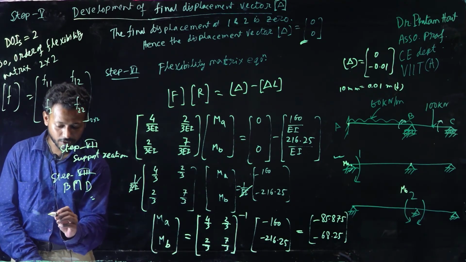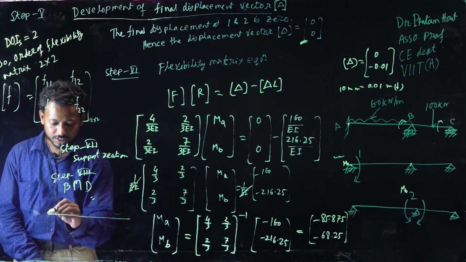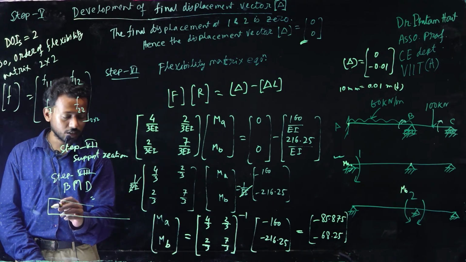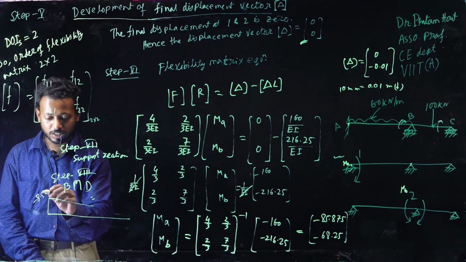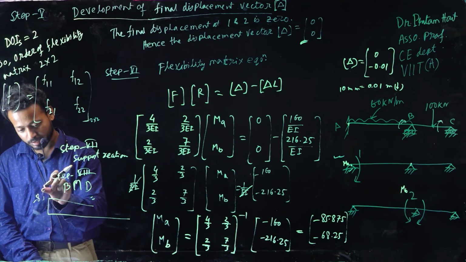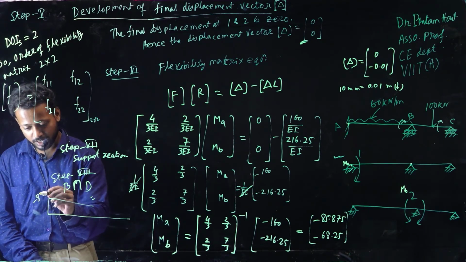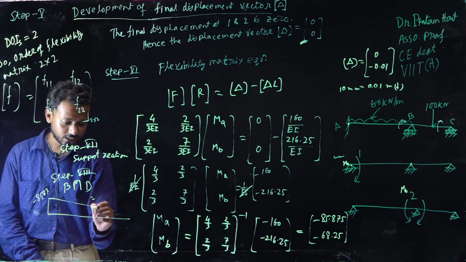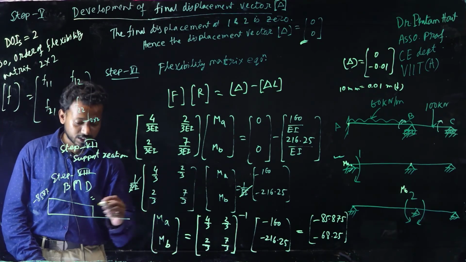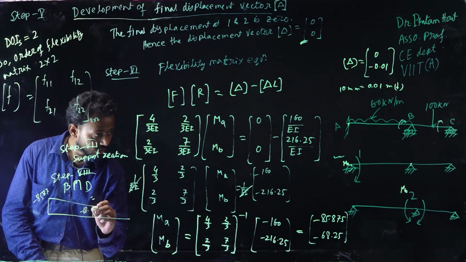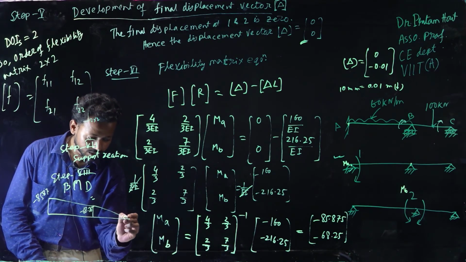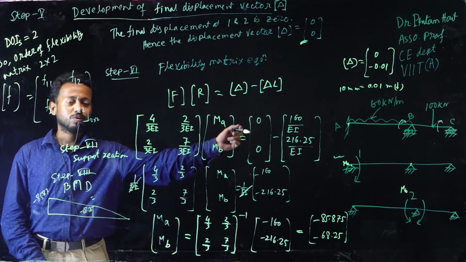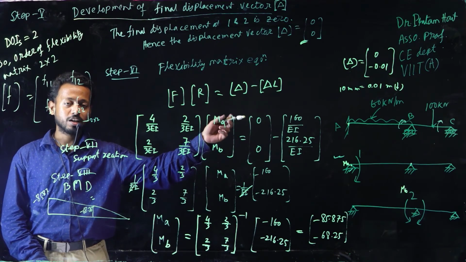So the bending moment diagram will be, first you draw the fixed end moment: here it is minus 85.87, then here it is minus 68.25, then it will be 0, because at the end support, since this is a roller, the bending moment will be 0.